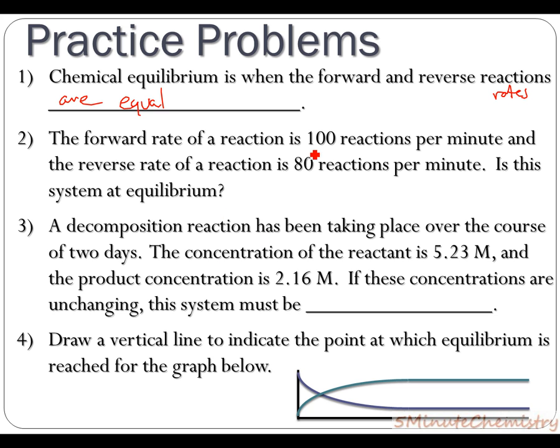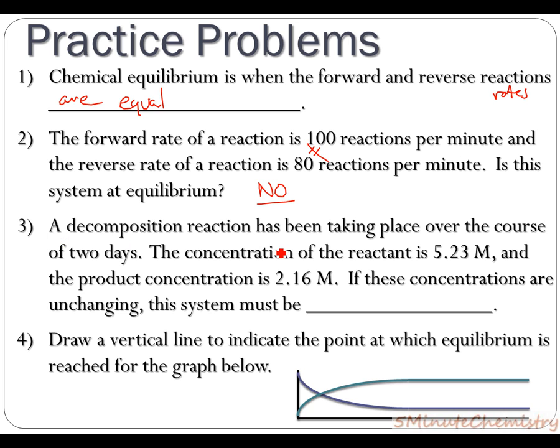The forward rate of a reaction is 100 reactions per minute. The reverse rate of a reaction is 80 reactions per minute. Is this system at equilibrium? Well, since the definition is the forward has to equal the reverse, 80 is not equal to 100, so we would say, no, this system is not at equilibrium.